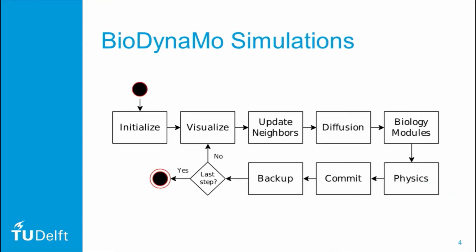A simulation in BioDynamo can be viewed as follows. One defines the initial state of the simulation by spawning the agents at defined positions and assigning them behaviors. Once initialized, the simulation runs for a set of operations for a user-defined number of iterations. The default operations in BioDynamo are shown in the figure on the slide.